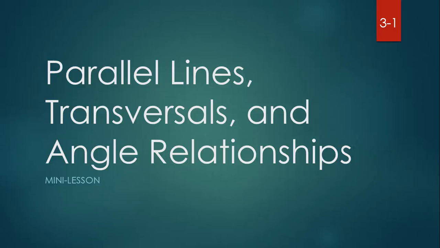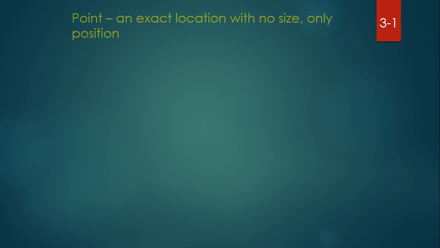Let's talk about parallel lines, transversals, and angle relationships. So we'll begin with some definitions. A point is an exact location with no size, only position. We designate a point with a dot, and generally speaking, we label points with a capital letter.